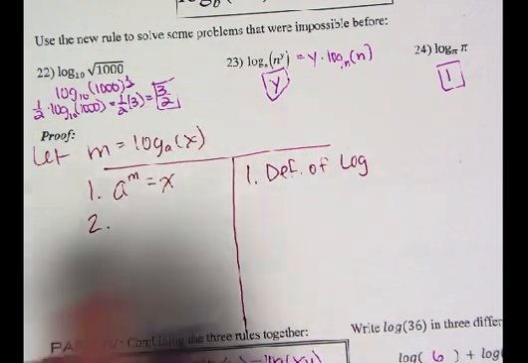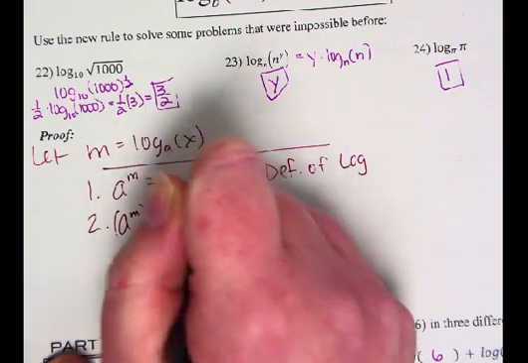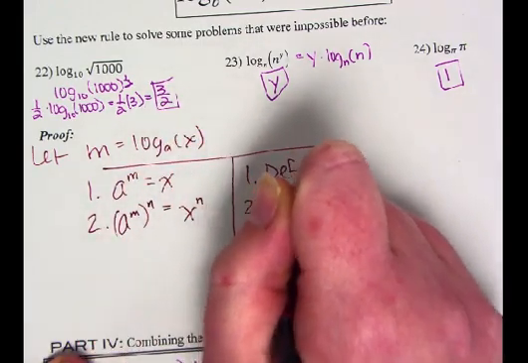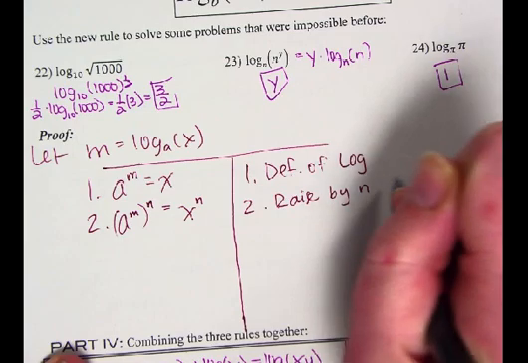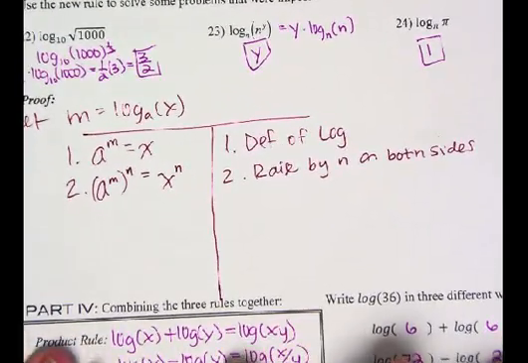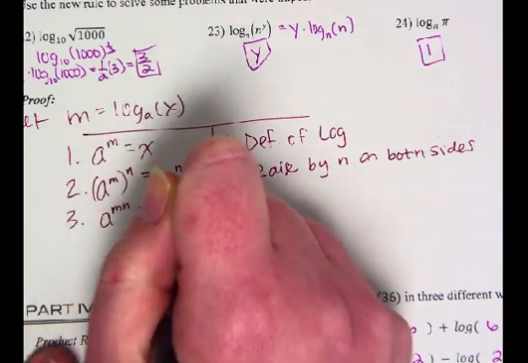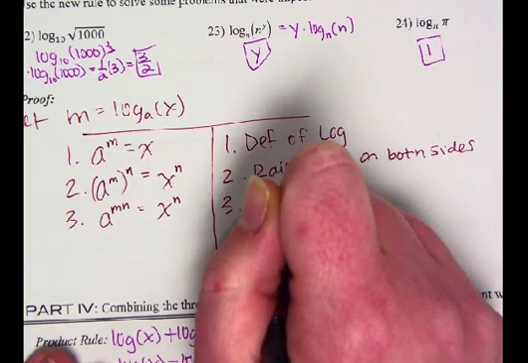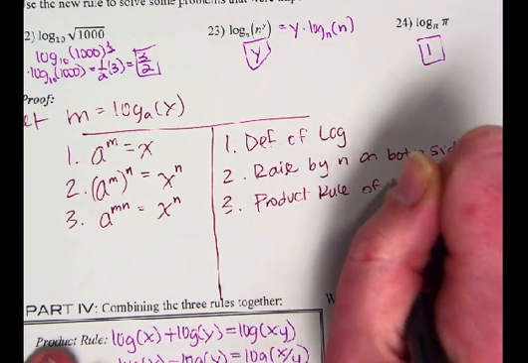From there, we're going to raise both sides to some power. Okay, you can choose whatever letter you want. Sorry, lights turned off. Okay, there we go. I'm going to use n, so a to the m all to the n equals x to the n. Okay, so the reason we're doing that is we're going to raise by n on both sides. On the left-hand side, a power to a power, you can multiply. So a to the mn equals x to the n. And that is the product rule of powers.